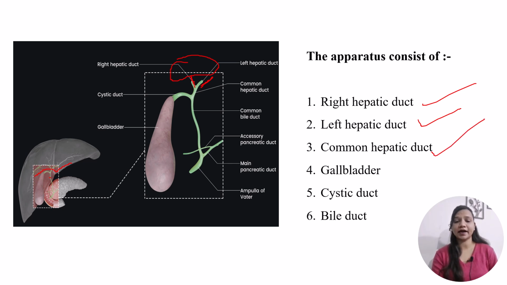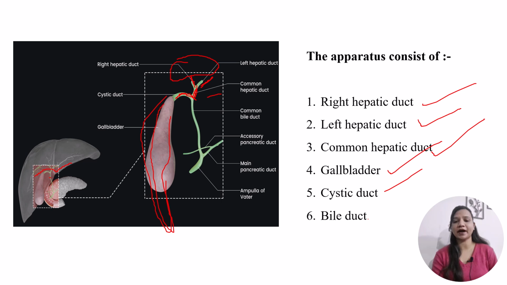Next is the common hepatic duct. The right and left ducts fuse together to form the common hepatic duct, as you can see here in this picture. Next one is the gallbladder, the pear shaped structure that we have seen. Next one is the cystic duct. The duct which connects the gallbladder to the common hepatic duct is the cystic duct, as you can see here.